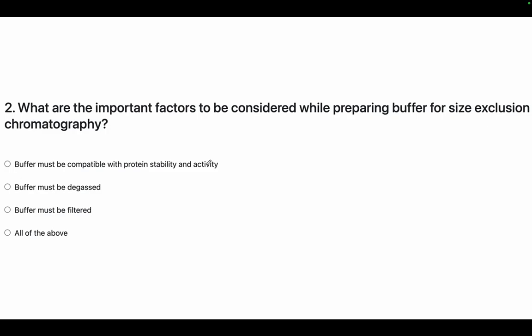Buffer must be degassed, buffer must be filtered. These are two very important steps you must do before injecting buffer into a column, because you don't want bubbles to come into your column. If a bubble enters the column, it can destroy the packing of the column. So all three of these are very necessary before we use a buffer for SEC. It is necessary to degas the buffer, it is necessary to filter the buffer, and the buffer that we choose should be compatible with our protein.